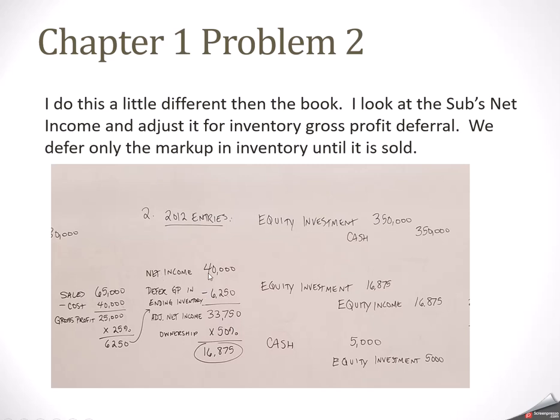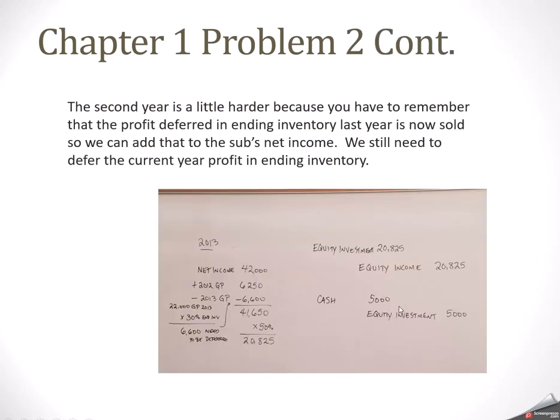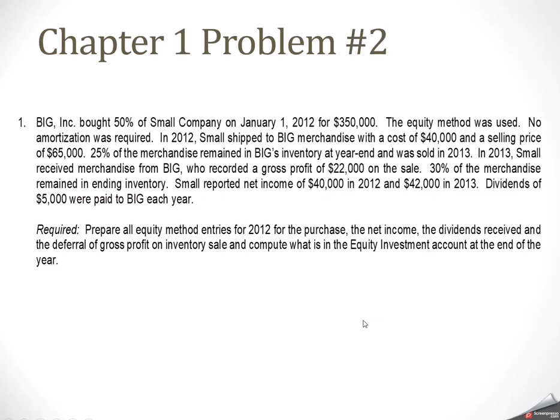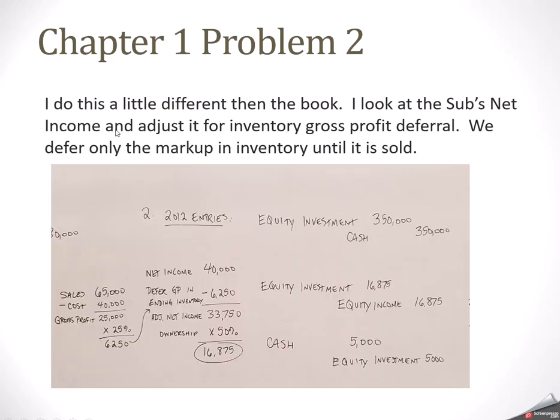So the net income of $40,000 is going to be reduced by that 25% of the gross profit that's still hung up in our ending inventory. So we have to reduce the net income. So then our adjusted balance is going to be $33,750. Oh, I'm sorry, I missed that we only were at 50%. Let me go back. Yeah, I'm sorry, I said 100% when I talked about it. We only own 50% of that.